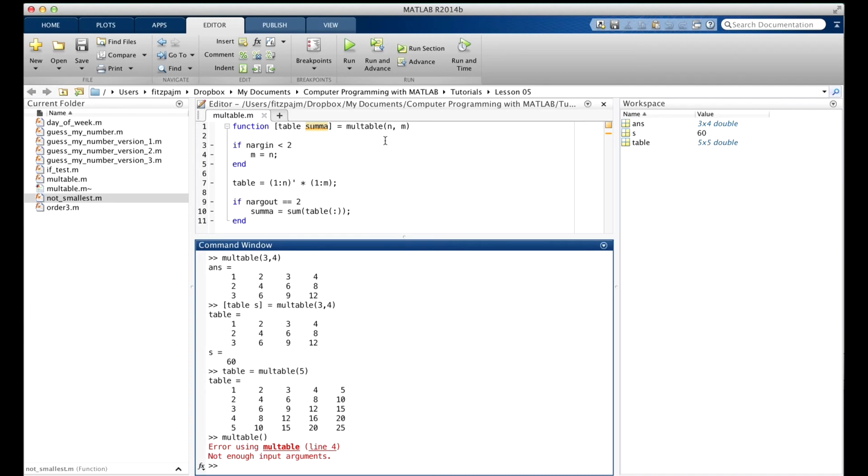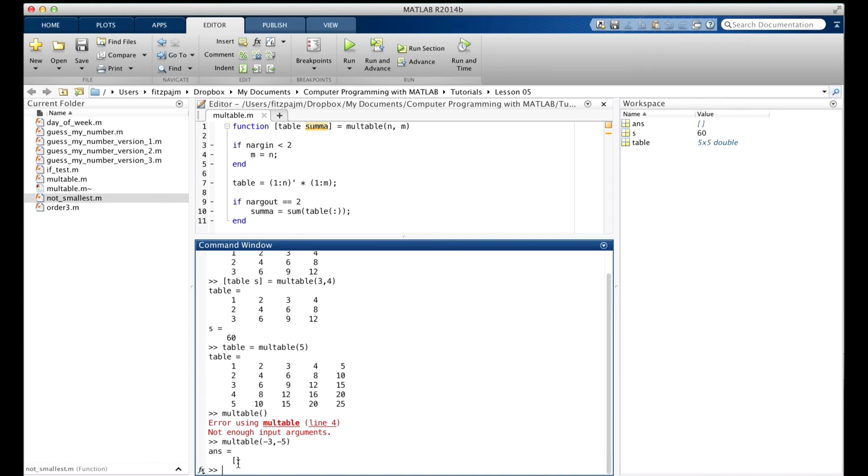Let's give it some arguments. But, well, let's do this. We got the empty matrix back. Clearly we didn't plan on negative inputs, but can you see where the empty matrix came from? Well, the colon operator here, 1 to n on line 7, became 1 to minus 3 because we gave a minus 3 for n. And the 1 colon m became 1 colon minus 5.